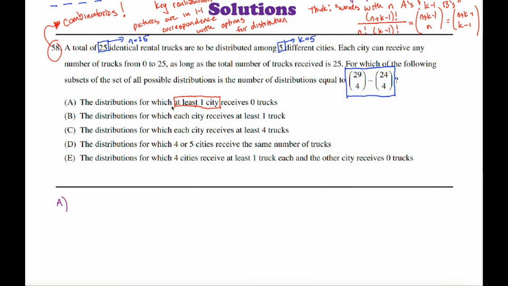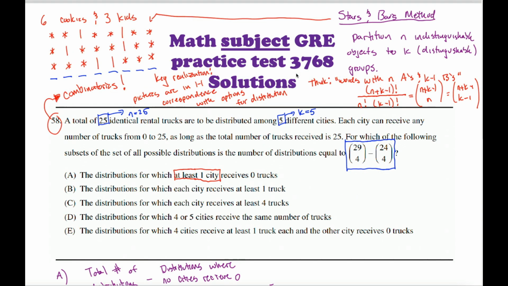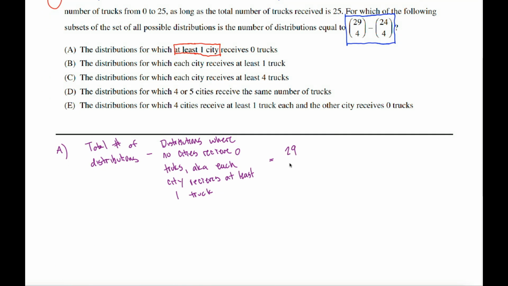Rather than directly calculate the number of distributions for which at least one city receives 0 trucks, we can calculate the total number of distributions and then subtract out the distributions where no cities receive 0 trucks. In other words, each city receives at least 1 truck. Okay, let's first figure out the total number of distributions without any restrictions. I've got 25 trucks and 5 cities, so I need 25 stars and 4 bars. That leaves me with 29 slots. From those 29, I can think of choosing 4 of them to put my bars down in. The total number of distributions is 29 choose 4.